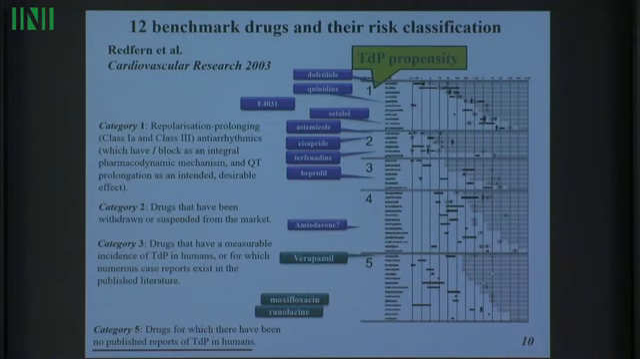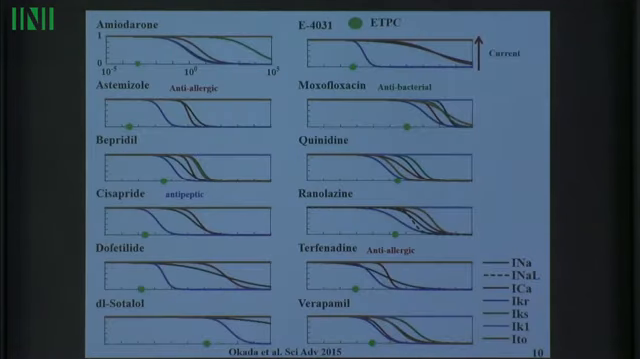We selected 12 benchmark drugs having reported to have different arrhythmogenic risk. This is from Redfern's paper. This slide shows the kind of pharmacological spectra of test drugs. In each panel, the green dots represent the effective therapeutic plasma concentrations. We analyzed these 6 channels.